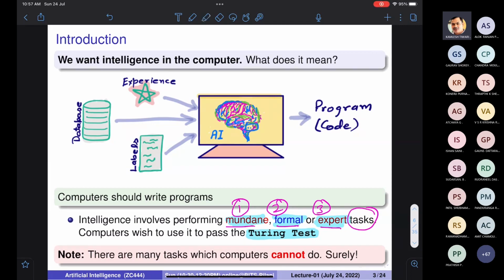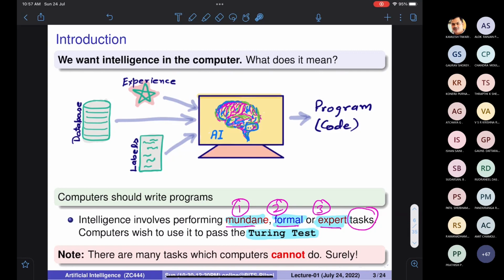Right now, just understand these two things: what are the tasks that we do, and what is the test? If the machine can pass the Turing test, then we are done. And let me tell you that we are very near to building systems that are able to pass the Turing test. Under certain conditions, systems are able to pass the test, but in general they are not able to. But very soon, we would be able to see this.